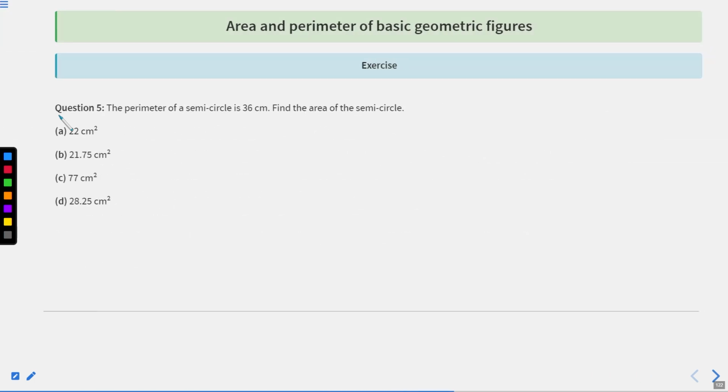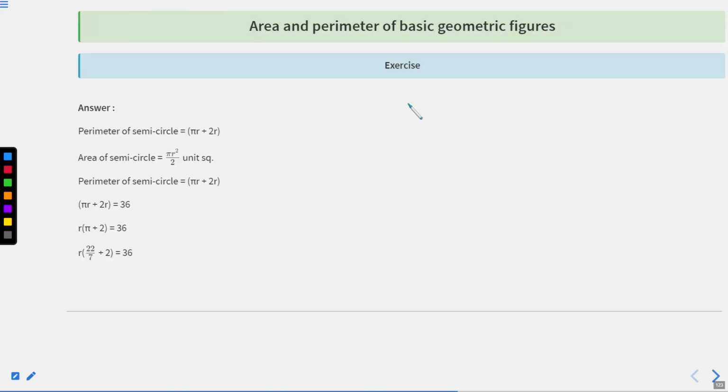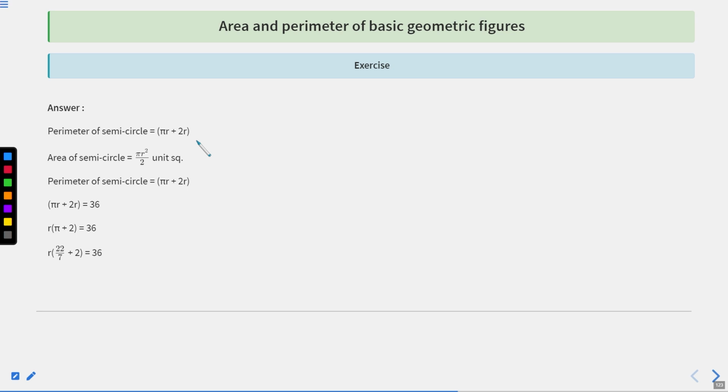Let us now move ahead to question number 5. In question number 5, the perimeter of a semicircle is 36 centimeter. Find the area of the semicircle. So the perimeter of the semicircle is known to us, and we are interested in finding the area of the semicircle. The perimeter of a semicircle equals pi r plus 2r, correct? And the area of a semicircle is given by pi r square upon 2. The perimeter is 36, that is given to us. So directly substitute the value here.